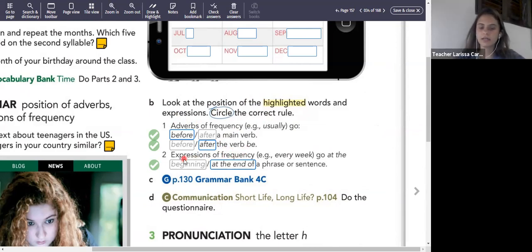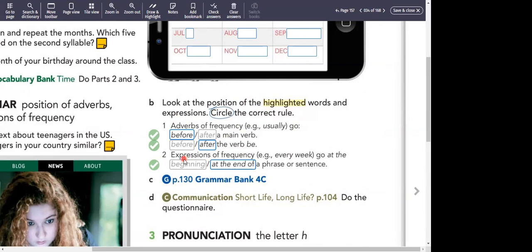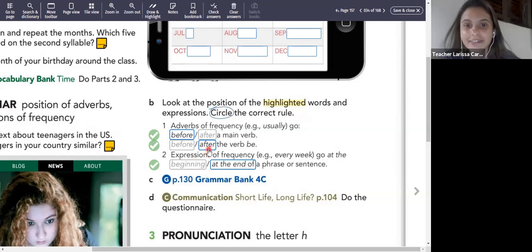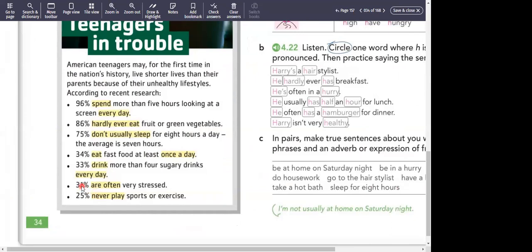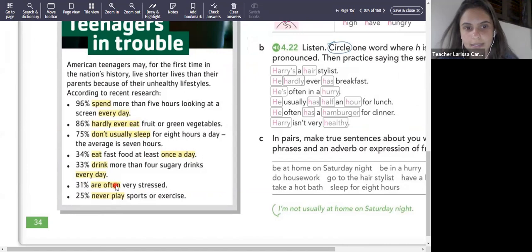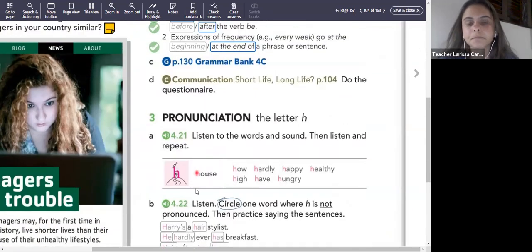Number 2, please read for us. Uma dúvida. No caso, adverbs of frequency, pode ser antes ou depois do verbo? É isso que a gente tá vendo, Cecília. Se for o verbo principal, se não for o verbo to be, vem antes. I often go, I usually go, I never go. Se a gente estiver falando do verbo to be, o adverb vem depois. It's after. For example, 31% are often very stressed. We cannot use 31% often are very stressed. No, it's wrong, okay?